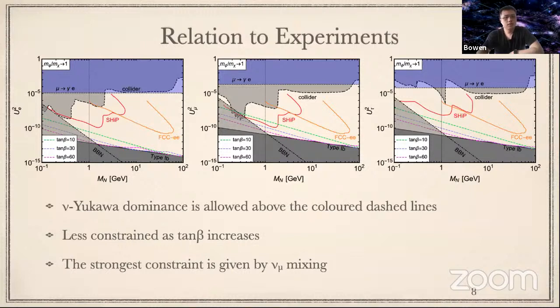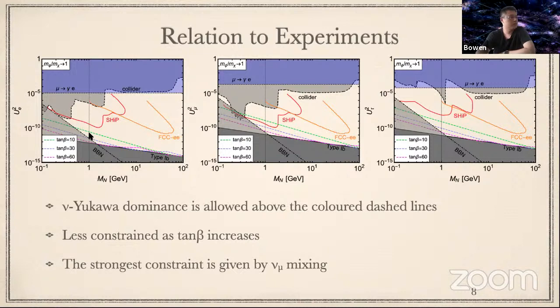Then I want to show the experimental constraints more explicitly. In these figures, the shaded areas are excluded for different reasons by different constraints. We also marked out the sensitivity of future experiments SHiP and FCC-ee, which are the red and orange lines. The ratio of dark particle masses is fixed to be 1.